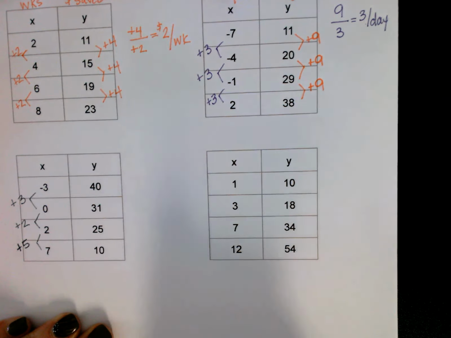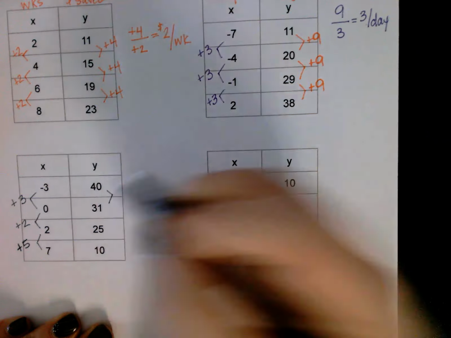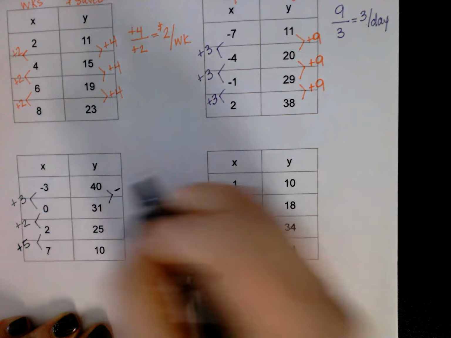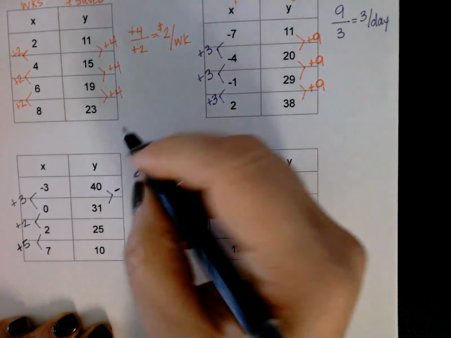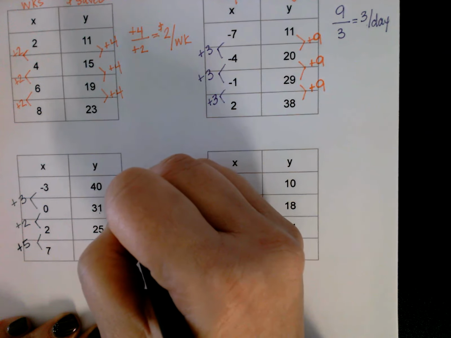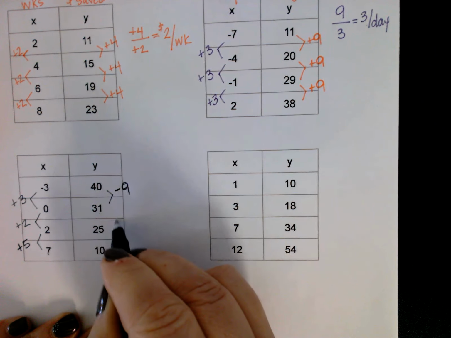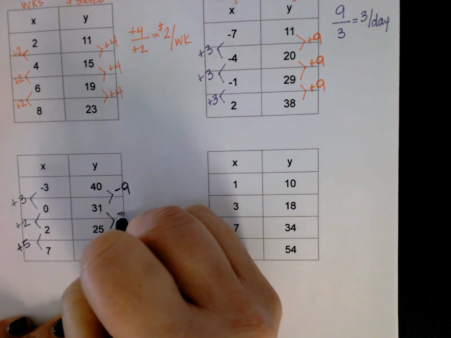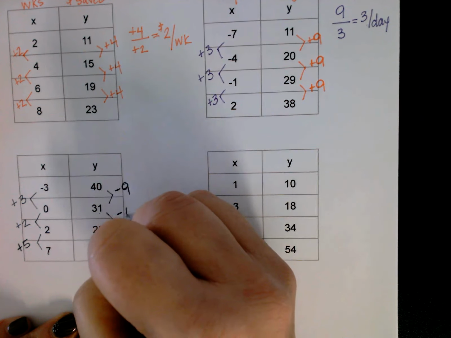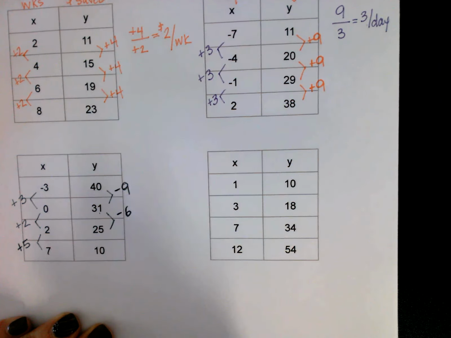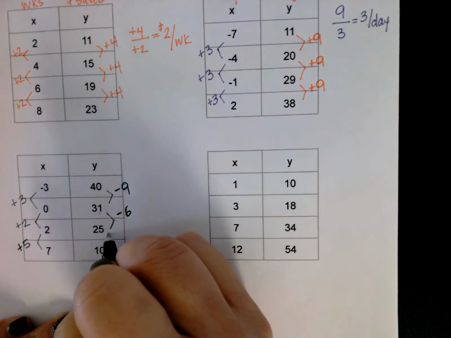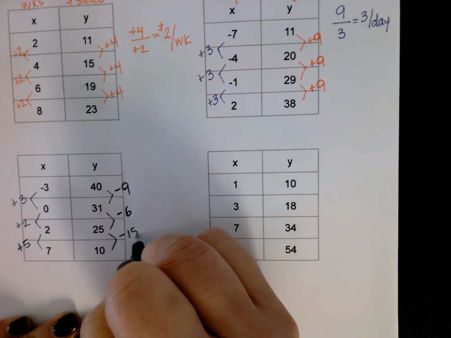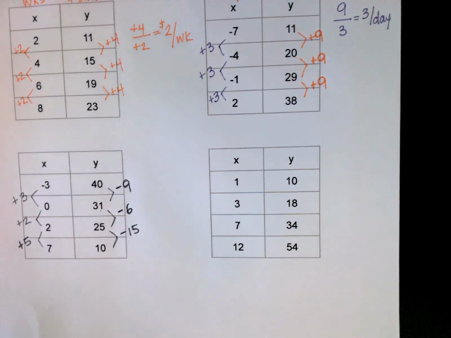Now we're going to see how these are changing. To go from 40 to 31, I see the numbers are decreasing, so I know I need to subtract. 40 minus 31 is 9. Again, we're going from 31 to 25, so I can see it's decreasing, so we need to subtract, and I would subtract 6. 25 to 10, we are subtracting, and I would have to subtract 15.